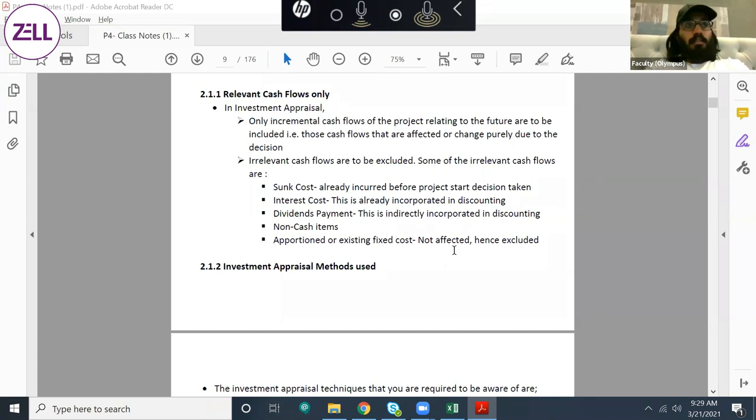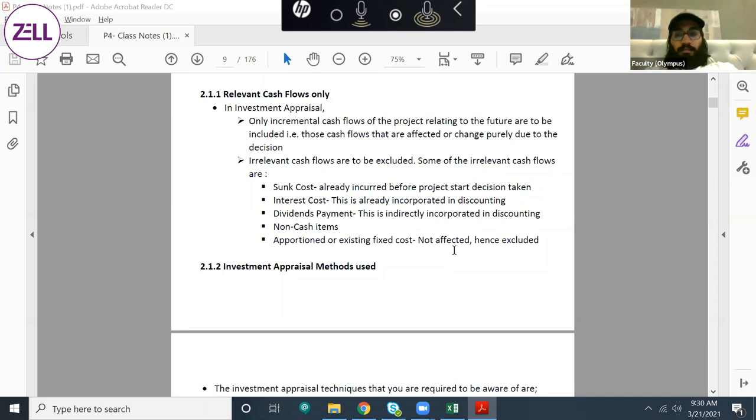Let's say I'm starting two businesses, one is the sneaker business and one is the socks business. I cannot attribute the cost of my raw material and the logistic cost to procure the socks raw material to my shoes business. That's not relevant for this factory. Though both companies are owned by me, it does not make sense. So we only take the relevant cash flows. Only incremental cash flows of the project relating to the future are to be included, those cash flows that are affected or can purely change the decision.